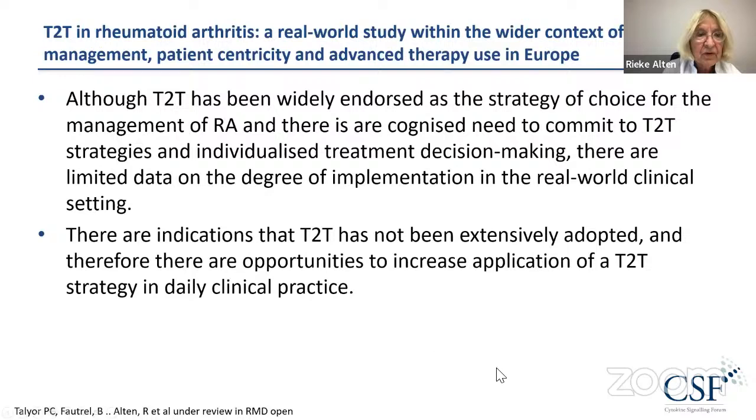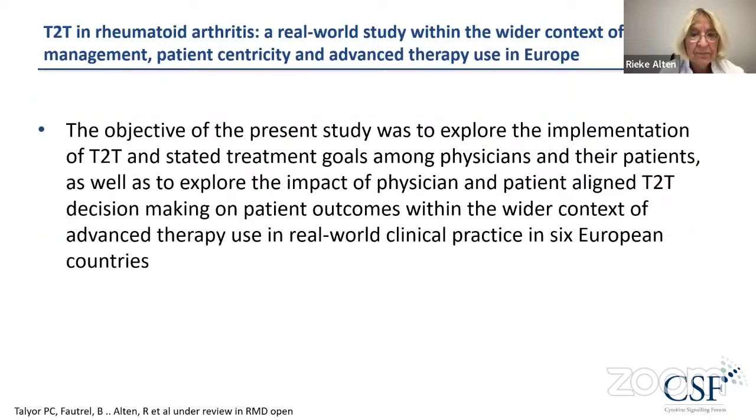So although treat-to-target has been widely endorsed as the strategy of choice for the management of rheumatoid arthritis, there is a high need to commit to treat-to-target strategies and individualized treatment decision-making. There are limited data so far on the degree of implementation in the real-world clinical setting. There are also indications that treat-to-target has not been extensively adopted, and therefore there are many opportunities to increase the application of treat-to-target in daily clinical practice. And on the next slide, we see the data of 5 European countries and UK.